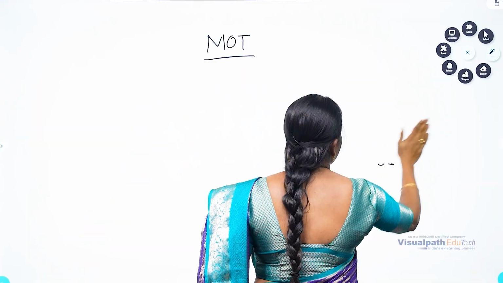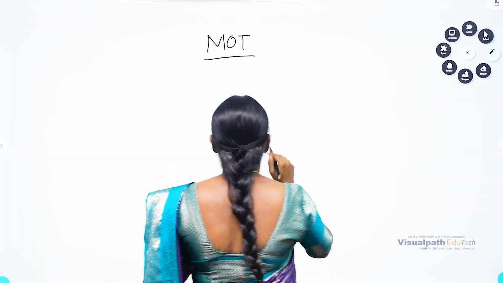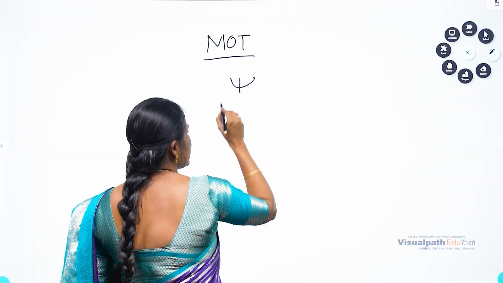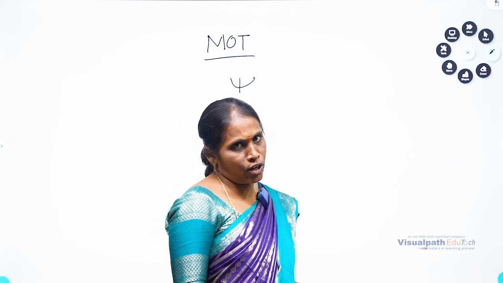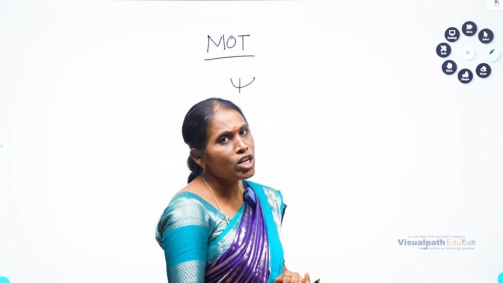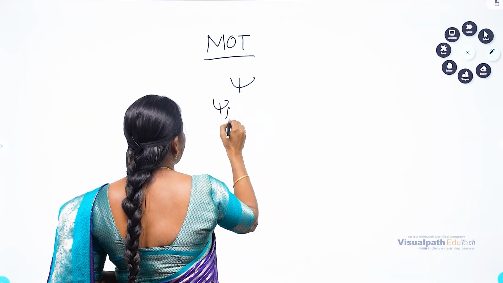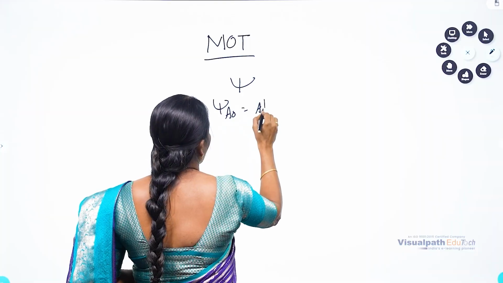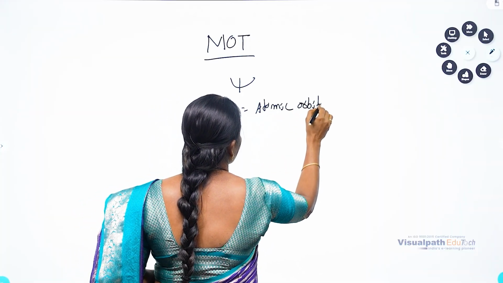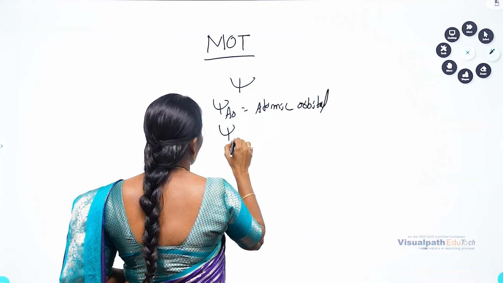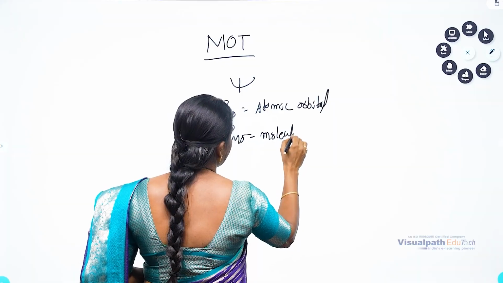Generally, molecular orbitals are expressed by using a wave function, that is psi. This psi explains the amplitude of the electron. It can be derived by using the Schrodinger wave equation. So psi AO indicates the atomic orbitals. And psi MO indicates the molecular orbitals.